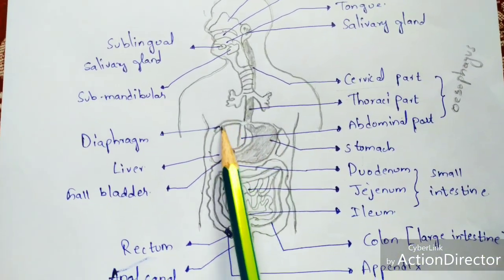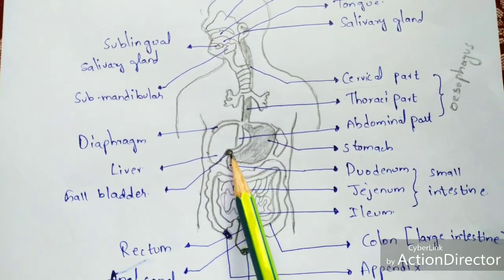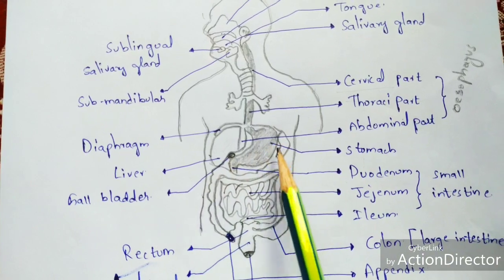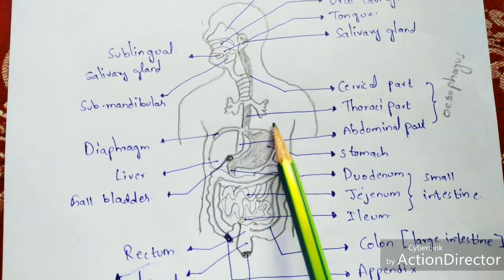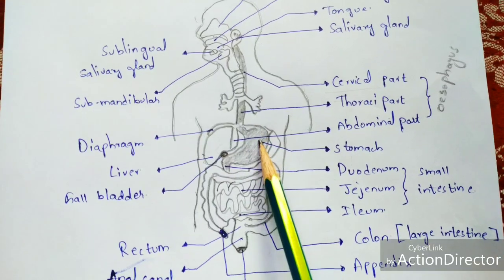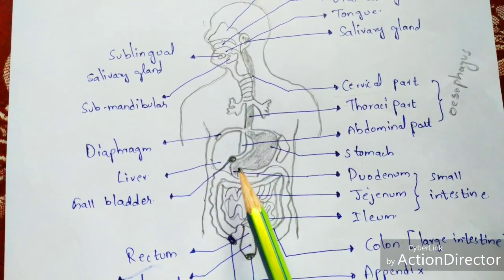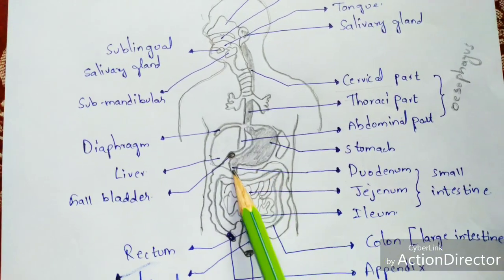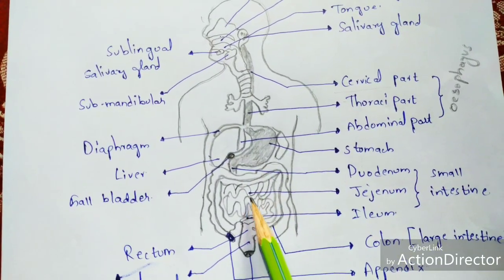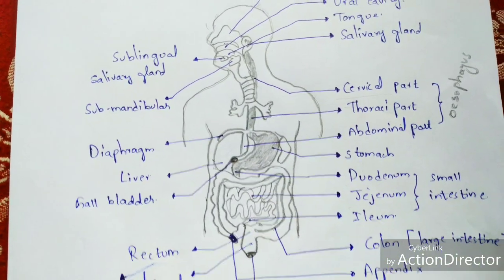And next, this is called the diaphragm, this is the liver, and this is the gallbladder. And this is the stomach, where food from the pharynx will enter. From the stomach it enters the duodenum and opens into the small intestine. Here this is the duodenum, this is the jejunum, and here is the ileum, and these three parts together form the small intestine.